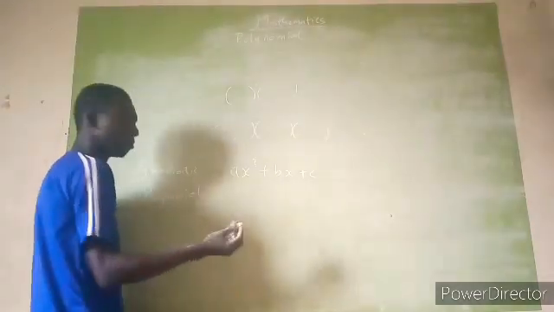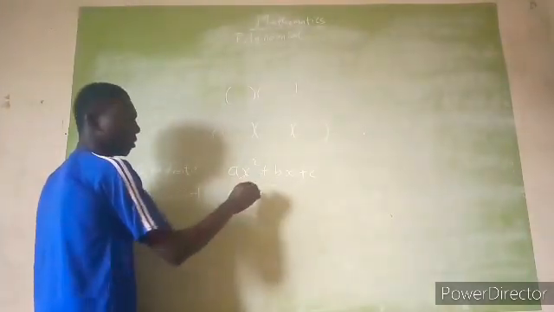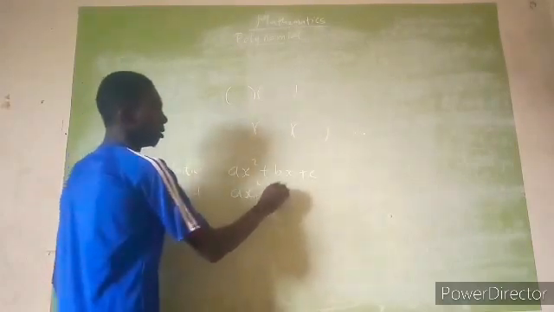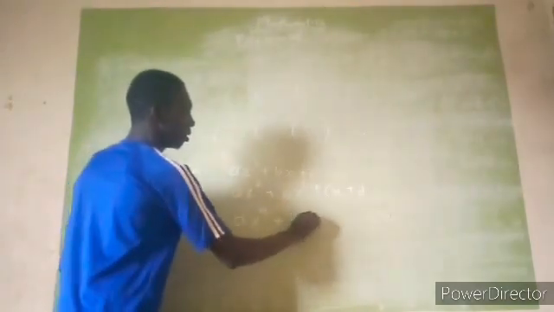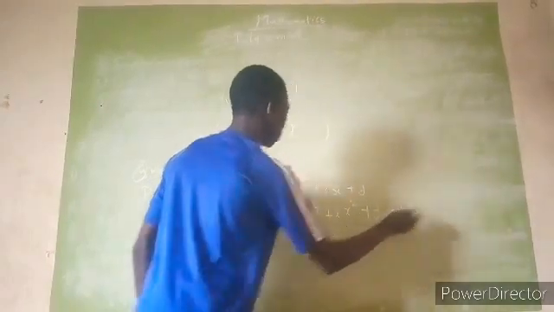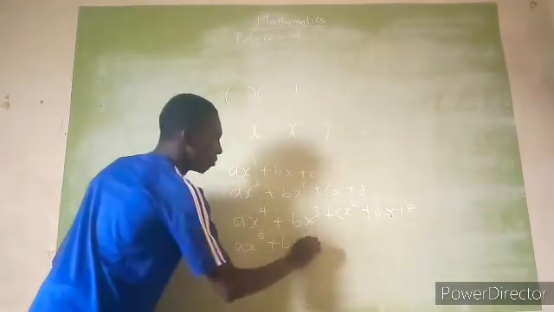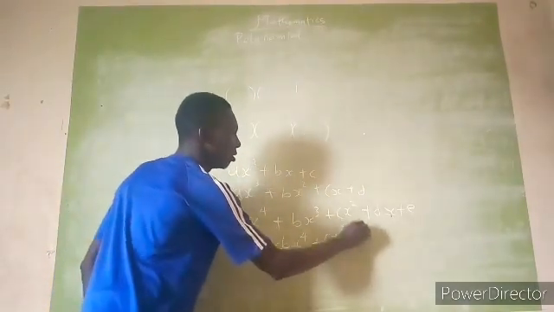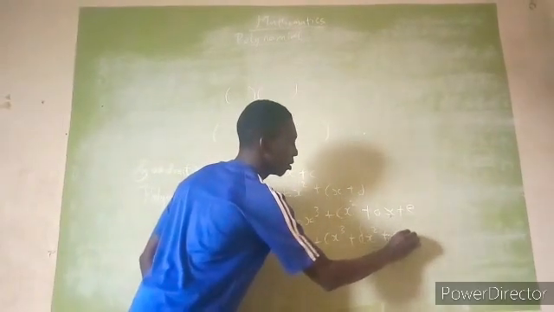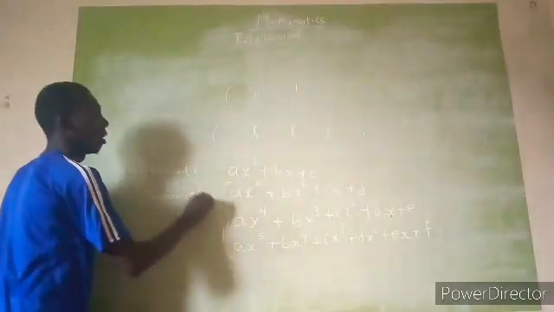Polynomial is also ax cubed plus bx squared plus cx plus d. Another polynomial is still ax to the power 4 plus bx cubed plus cx squared plus dx plus e. Another polynomial is still ax to the power 5 plus bx to the power 4 plus cx cubed plus dx squared plus ex plus f. All these others are polynomials.